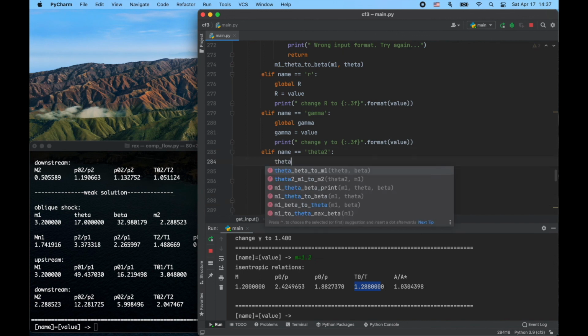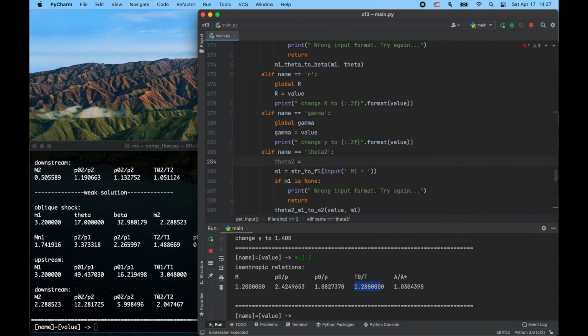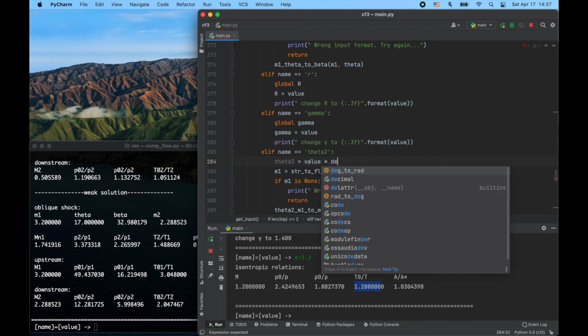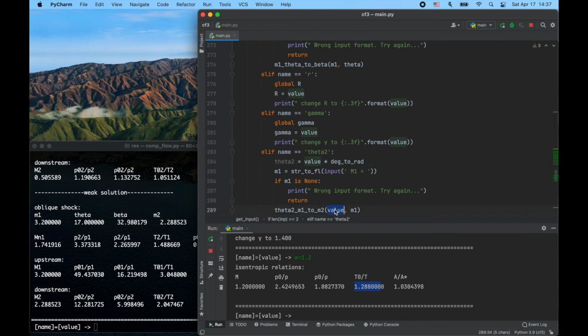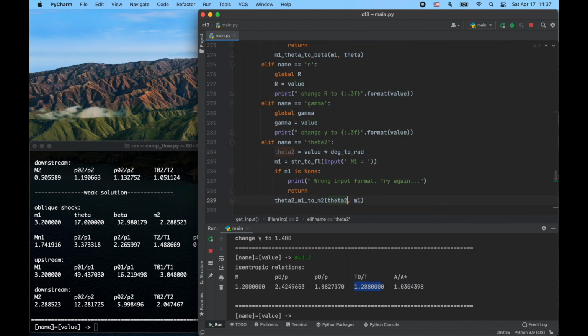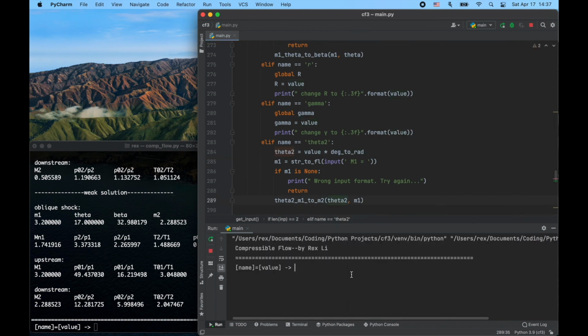Okay, let's try it. So the expansion angle would equal maybe 12 degrees, and M1 is a supersonic flow, so 1.9. It gives us the new theta2 and Mach number 2. It seems to be correct.